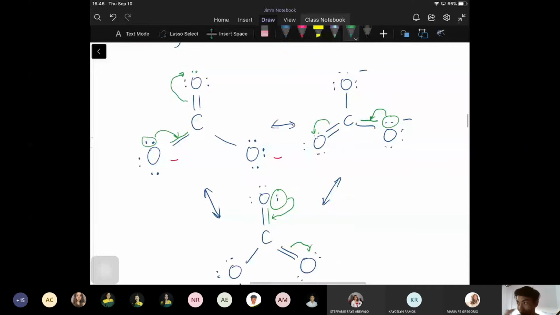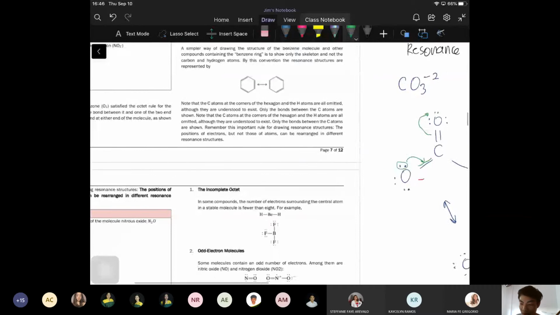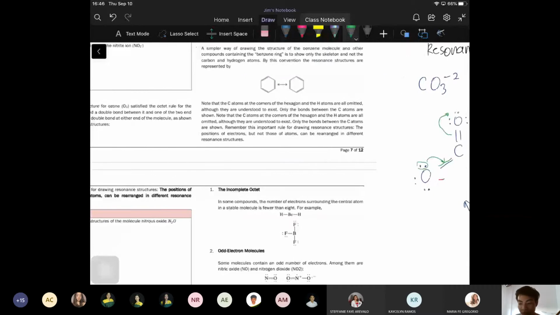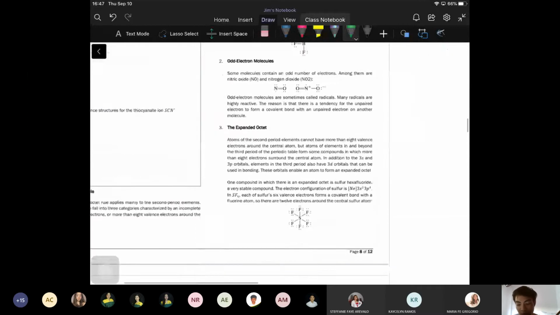And what's the point? The electrons can move within the bonds. So that's pretty much everything that I have to tell for now about resonance. That's all for resonance. More of that when we get to organic chemistry. So at least we have a quick overview.